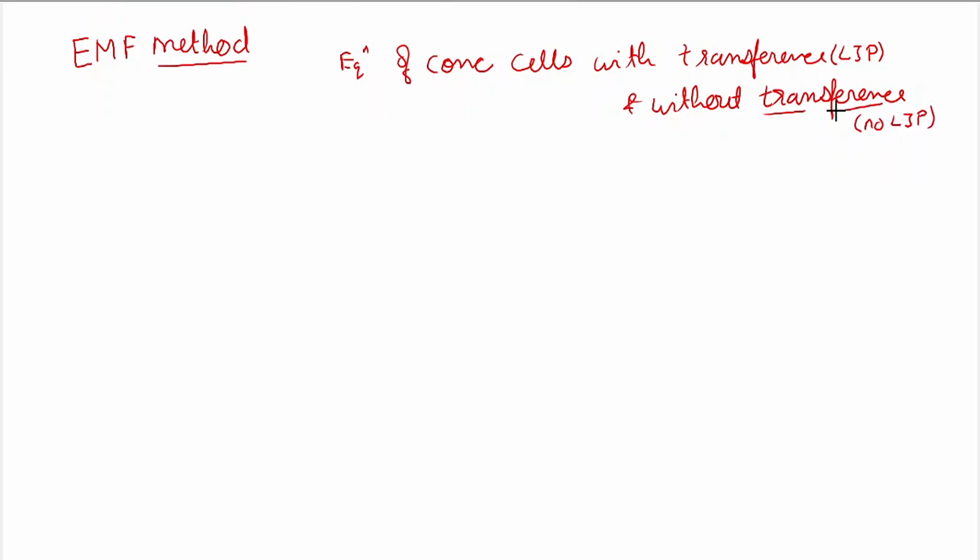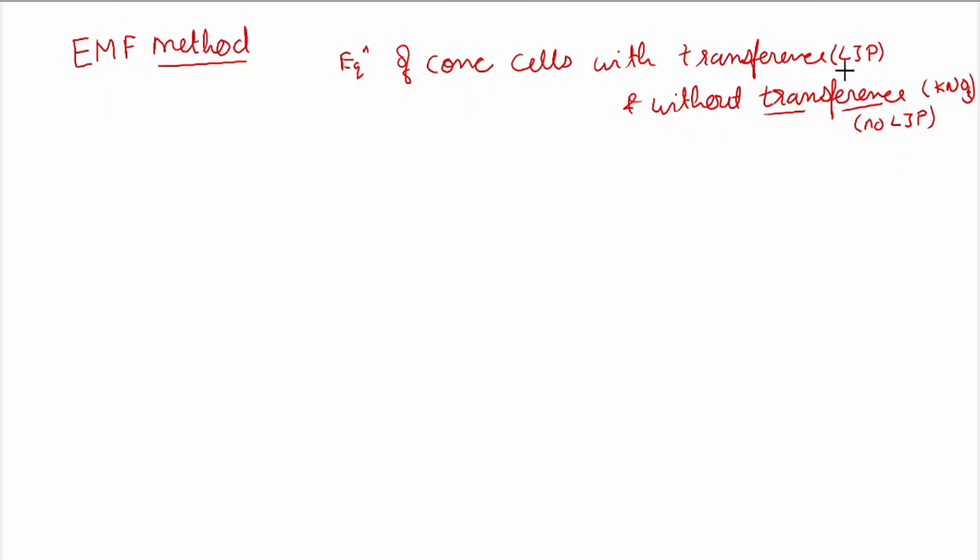So basically when we are using any salt bridge, like suppose if we are using a potassium nitrate salt bridge, then liquid junction potential will not be formed, and as a result that cell will be a cell without transference.